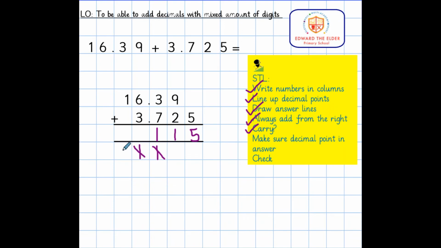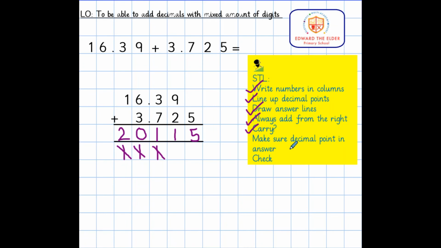Don't forget to cross it out. That reminds us that we've used it. So there we've got the 10. Then the final column, the tens column, we've got a 1 here, nothing here, and we've got a 1 here. So we've got 1 add 1 is 2. Cross that out because we've used it, and we've got 2.